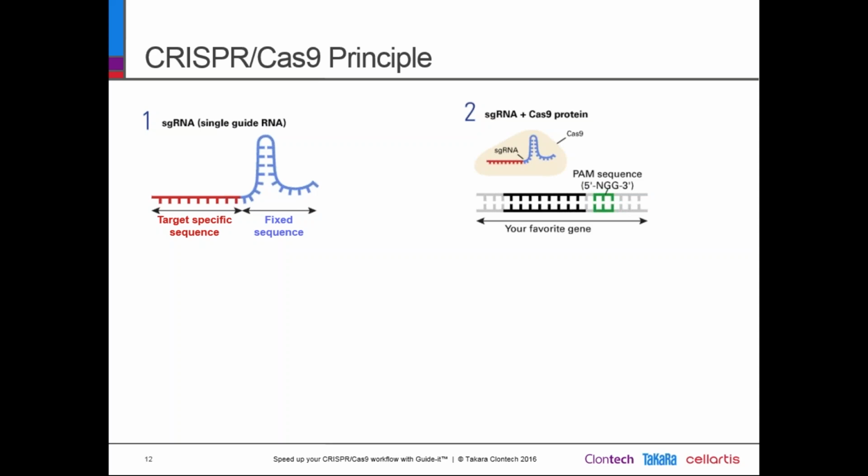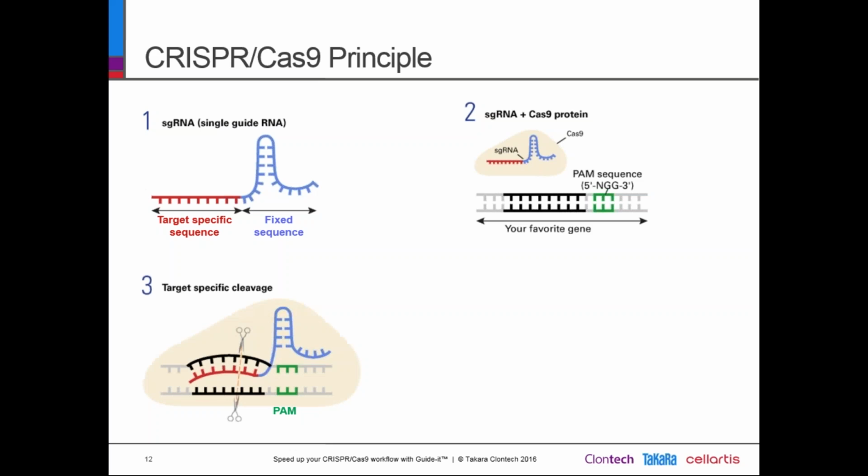And this PAM sequence allows then Cas9 and the guide RNA to recognize the target gene. And then thanks to the sequence homology of the guide RNA with the target sequence, this complex will be guided to your target gene, and the double-strand break will occur a few nucleotides upstream of the PAM sequence.